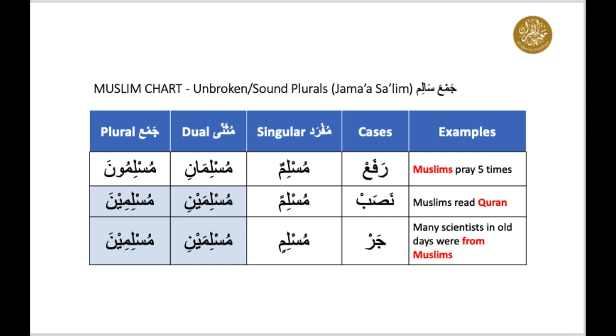One more thing you should notice, that under dual and plural, nasab form and jar form, they are same in both dual and plural. For example, Musliman has become Muslimaini for mansub, and Muslimin also has become Muslimaini for jar. Musliman has become Muslimina for mansub status, and Muslimin has become also Muslimina for majroor or jar status.